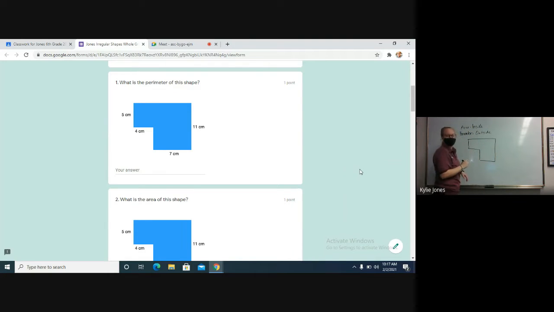Okay, that's kind of what it looks like. What do we got? 5 centimeters. That's kind of weird. That's like a chubby hockey stick. 4, 7, and 11. Okay. So we are going to find the perimeter. I'm going to write that right here. And the area.